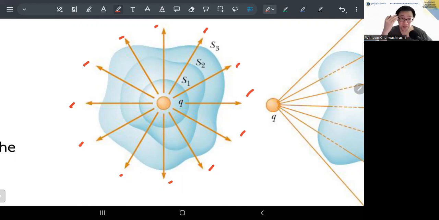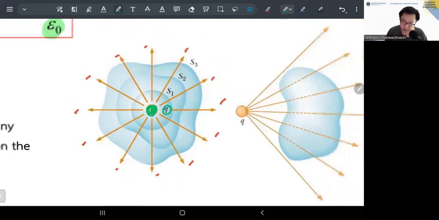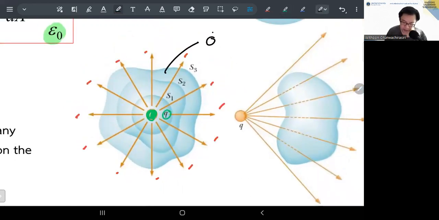But now think in terms of Gauss's law. S1, S2, and S3 enclose the same amount of charge, which is Q. So I can tell you right away that the net flux through these three surfaces must be Q over epsilon naught. And that's it, I'm done. Is that easy? It is that easy.